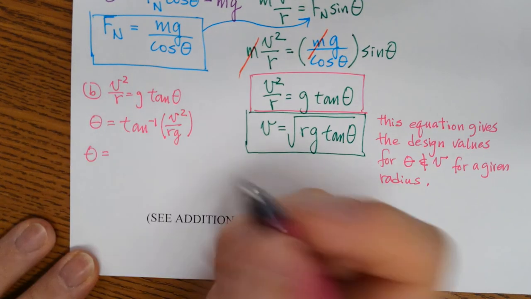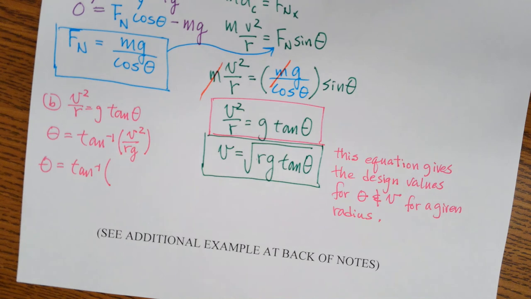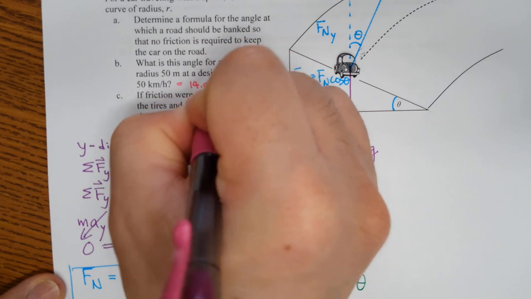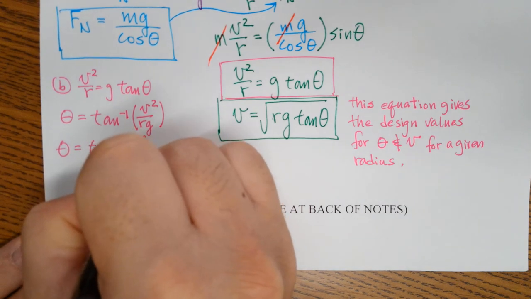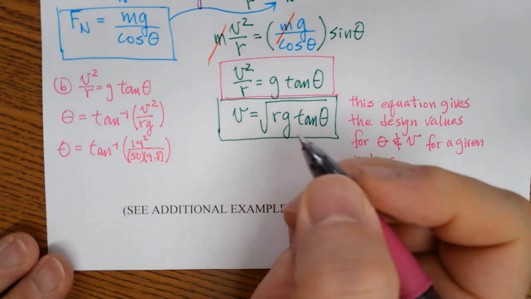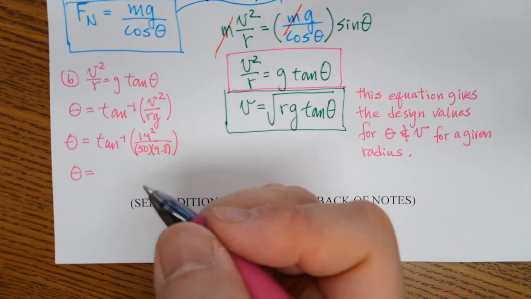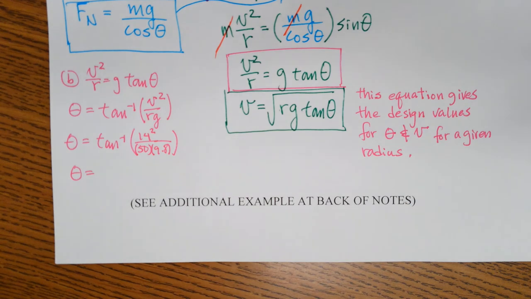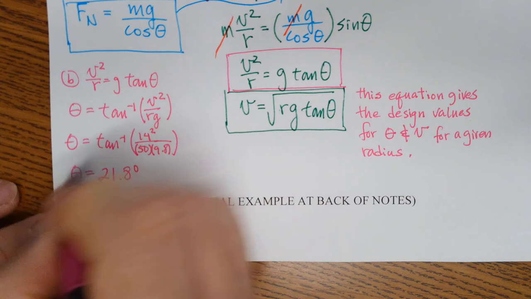So theta is equal to tan inverse of, we cannot use 50 kilometers per hour. We have to use meters per second. And 50 kilometers per hour is the same as 14 meters per second from the previous problem. So we can use 14 squared over 50 times G, which is 9.8 again. So what is that? Theta is equal to, what's the tangent inverse of 0.4? What you got, Crystal? 21.8? 21.8 degrees is what that bank should be.